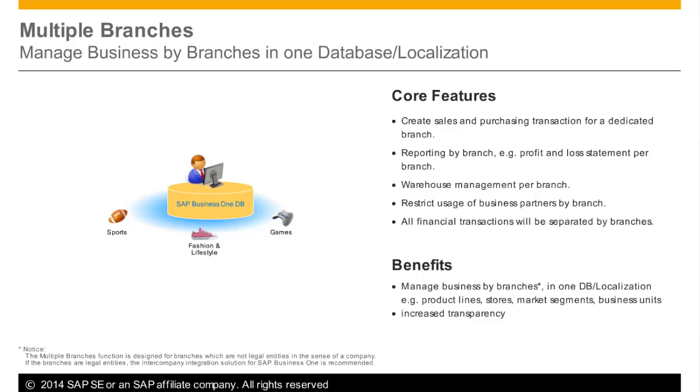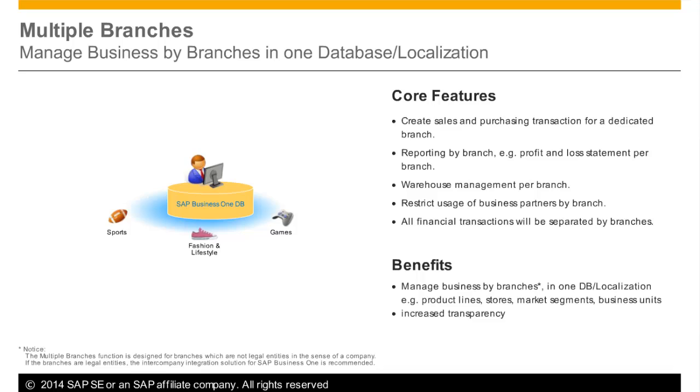Small businesses have the same drive to grow like large enterprises. Over time, they add more product lines to their businesses, open stores in other locations, or try to sell in additional market segments. Business expansion requires a company to manage its business by separating business units. The feature, Multiple Branches in SAP Business One, allows a company to model its business units as branches.